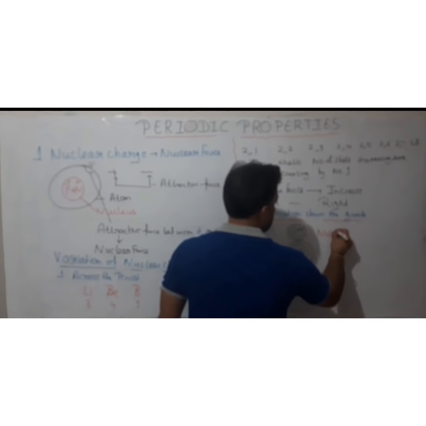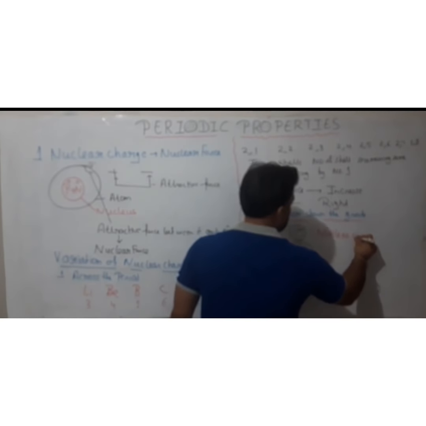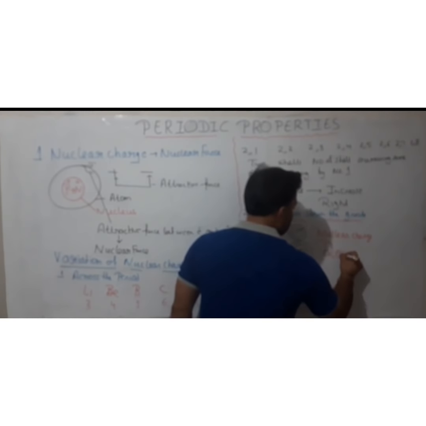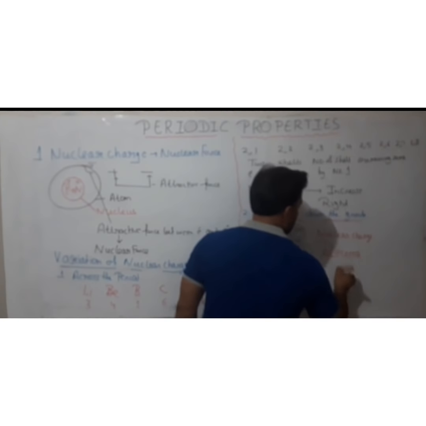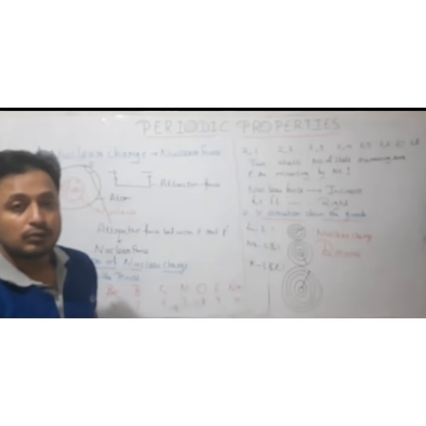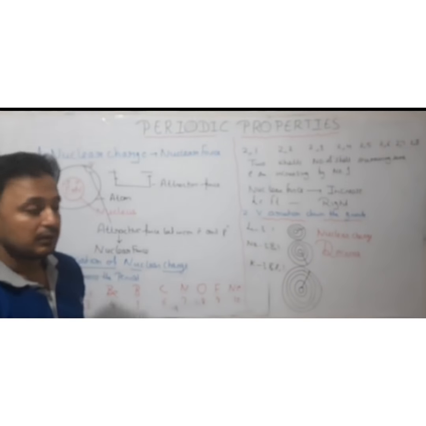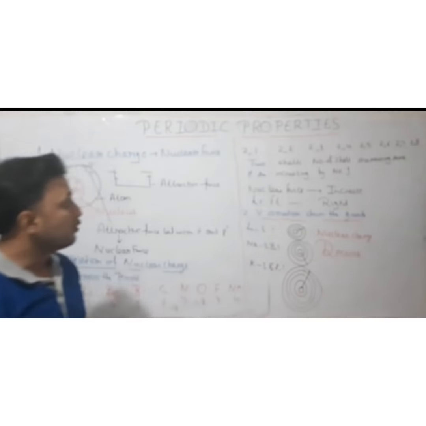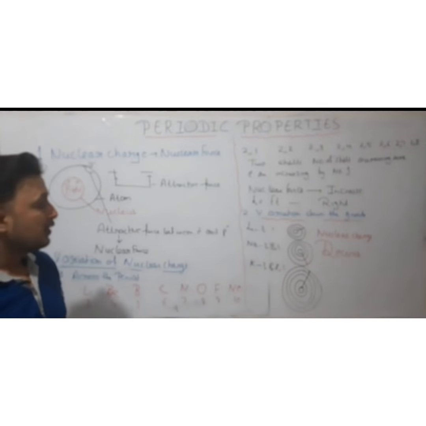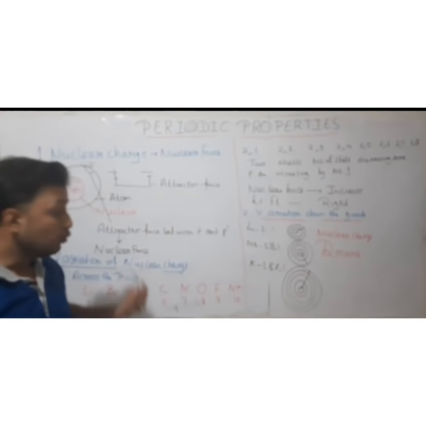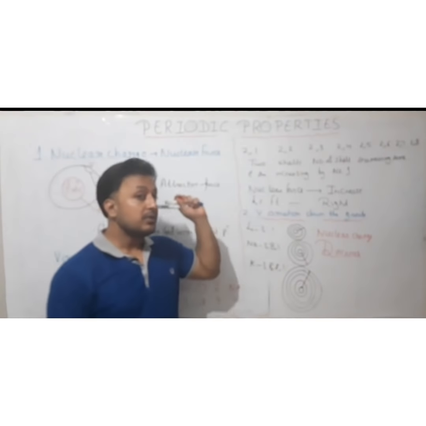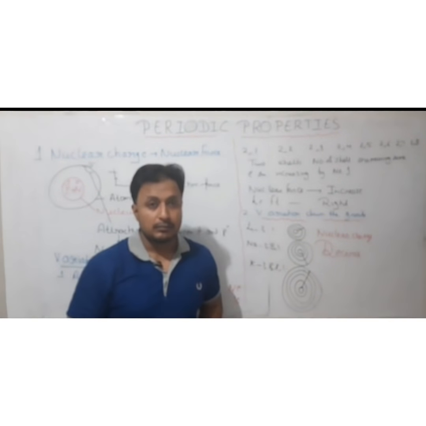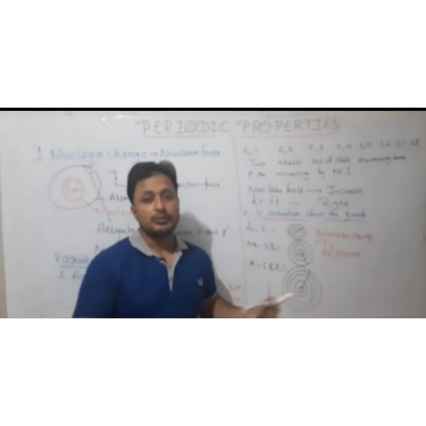The nuclear charge is going to decrease when we move down the group, that is from top to bottom within the same group. So you have learned how the nuclear charge varies across the period and down the group. Now you have to remember this, because when we learn about the other properties, this is going to be an important factor, because I will be using it to explain them.